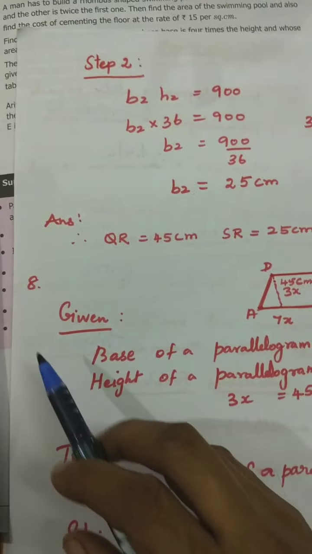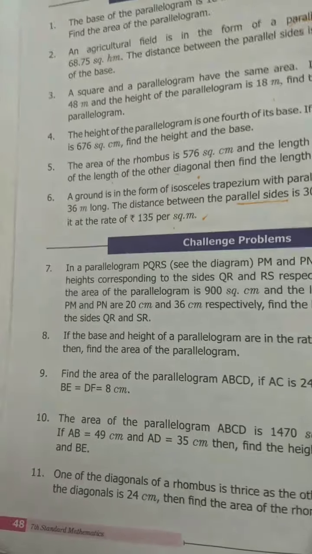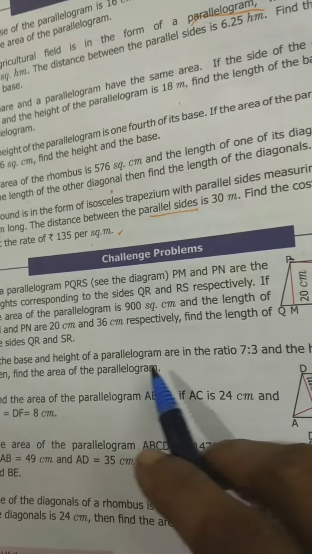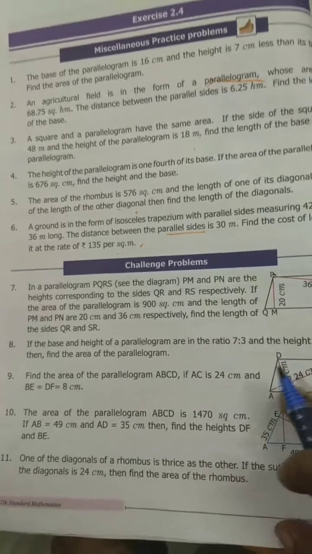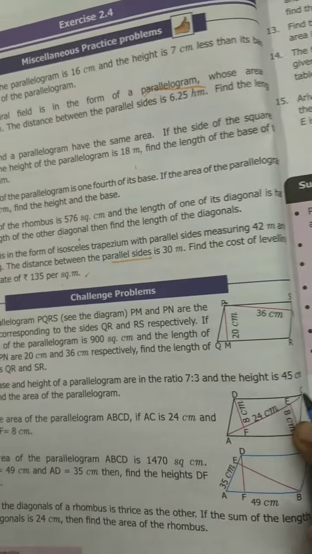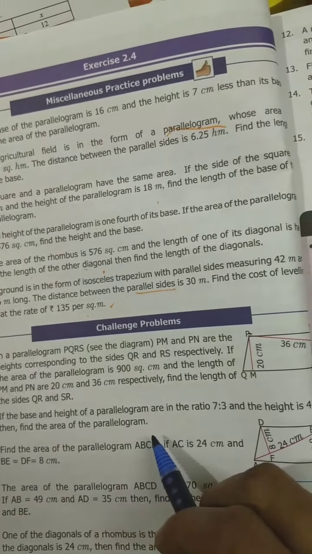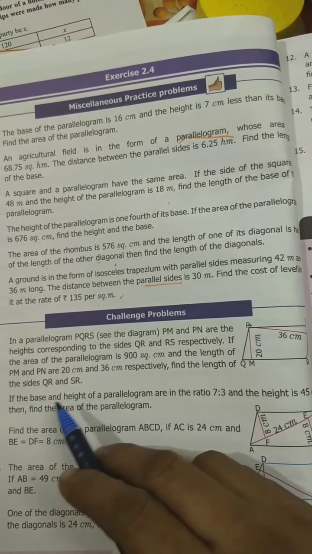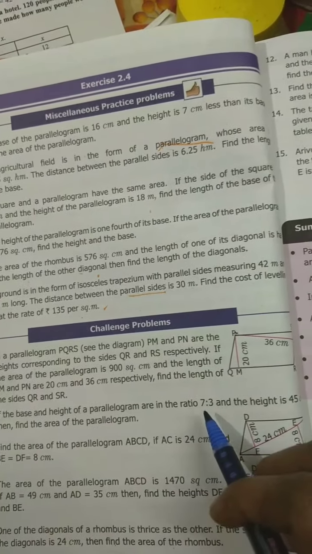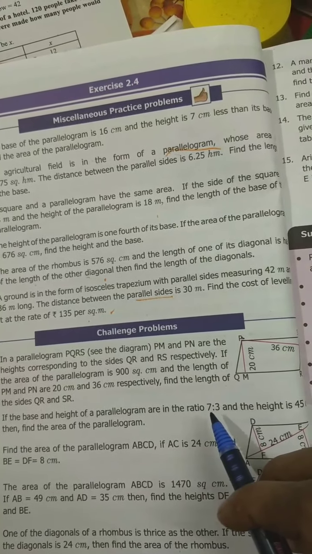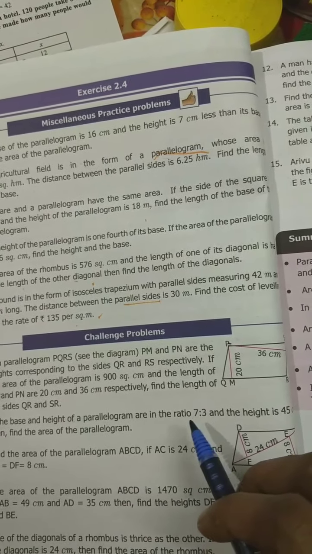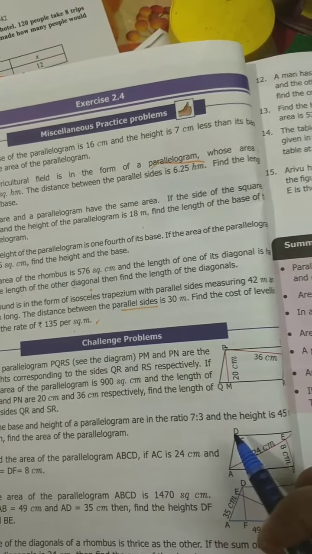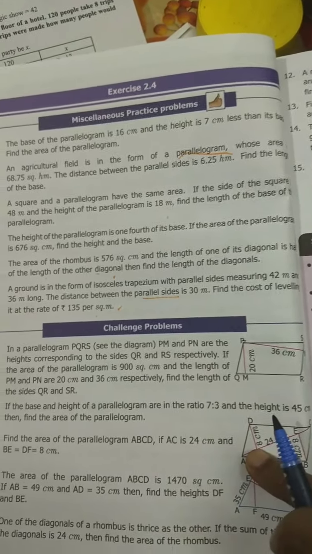Okay, we shall see the 8th problem. That is, if the base and height of a parallelogram are in the ratio 7:3 and the height is 45 centimeter, then find the area of the parallelogram. The base and height of the parallelogram are given in the ratio 7:3. And the height is 45 centimeter.